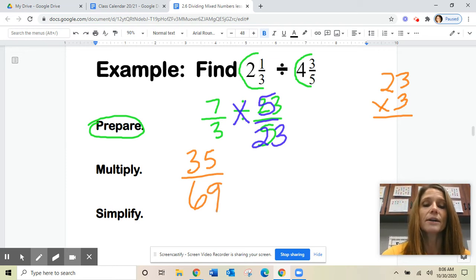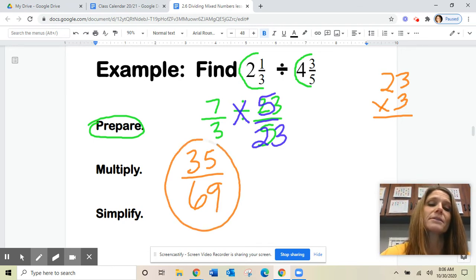And if I look, do a 35 and a 69 have anything in common? Well, I could divide the bottom by 3's, but I can't divide the top by 3's, and that means this is simplest form.